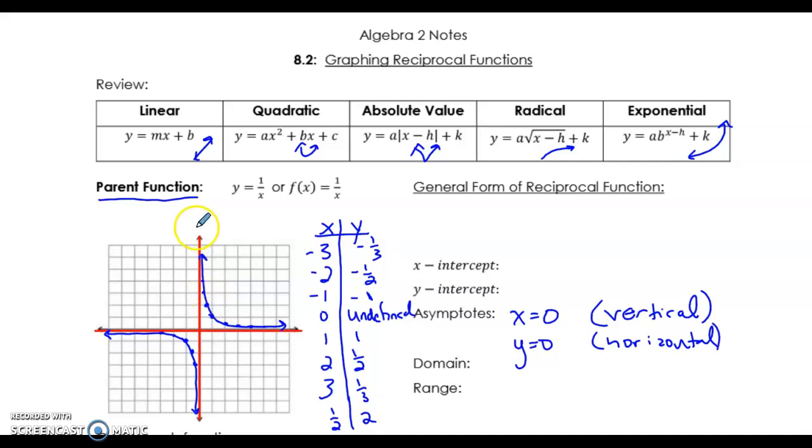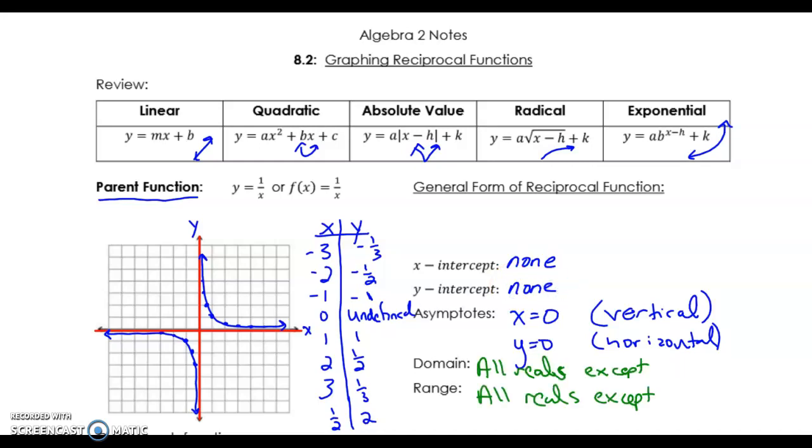All right, so remember for our graph, we've got the y-axis and the x-axis. So if we want to know what is the x-intercept, where does that blue line cross the x-axis? So that's that horizontal axis. It doesn't, so we say none. Okay? Where does that blue line cross the y-axis? Again, none. But as I move my graph left and right, up and down, it will end up crossing.